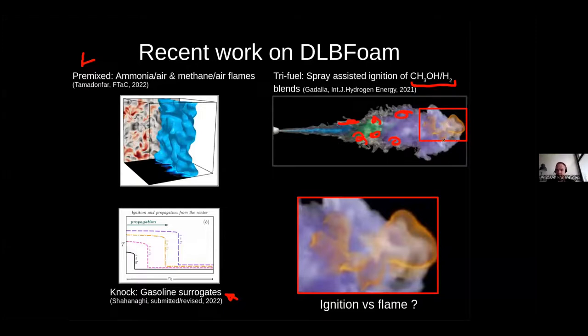So a long-standing question is, what is this thing that we have inside the red box actually? So okay, we have ignition, that's clear. But then, because the ambient is now also a fuel, the ambient should start burning. And the question is, are we looking at ignition or are we looking at the flame? And probably at some point it would become a flame, but how long does it take to develop into a flame? There are several open questions about this topic.